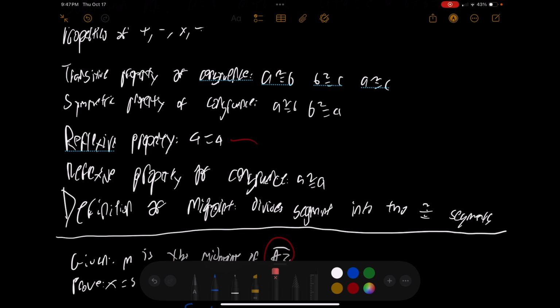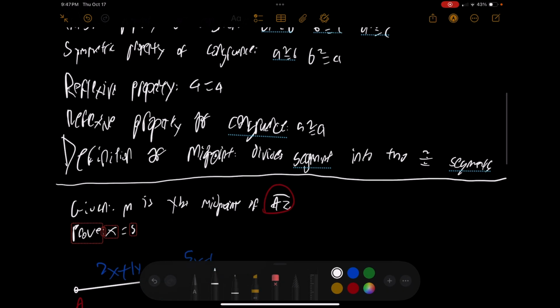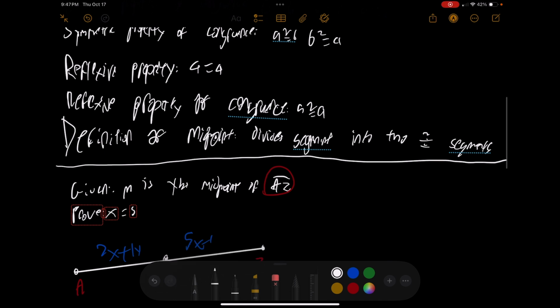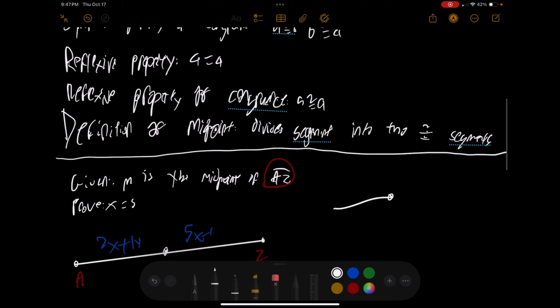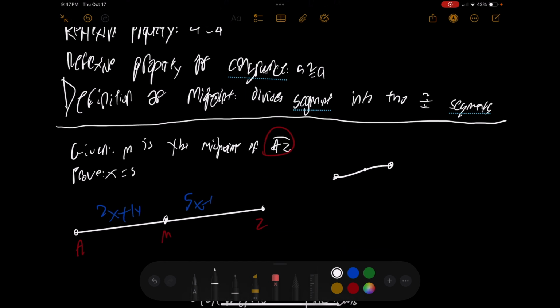We have the reflexive property of congruence, basically the same thing. Something to note: when you're talking about congruency, there is no substitution for congruency. Now we have the definition of the midpoint. A midpoint divides a line segment into two congruent segments. When I say two congruent, I mean that. You cannot say for the definition of midpoint that a midpoint divides the segment into two equal segments. They're congruent. So here's an example.